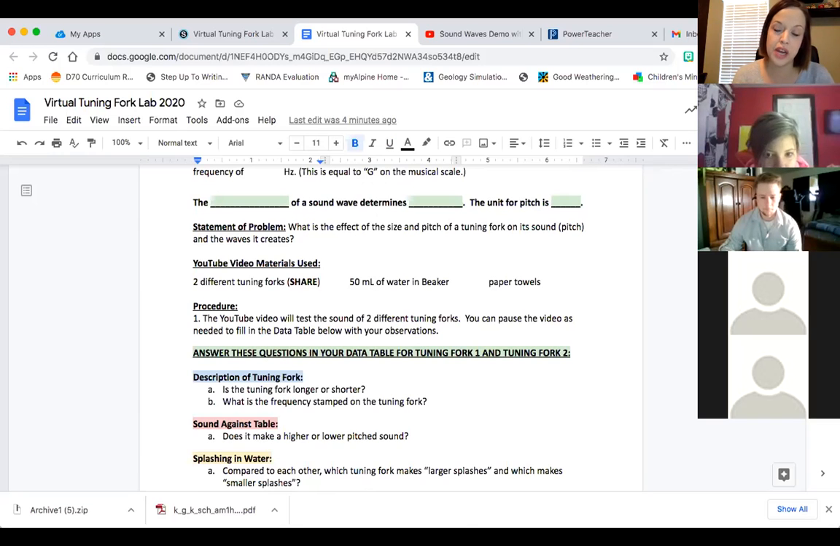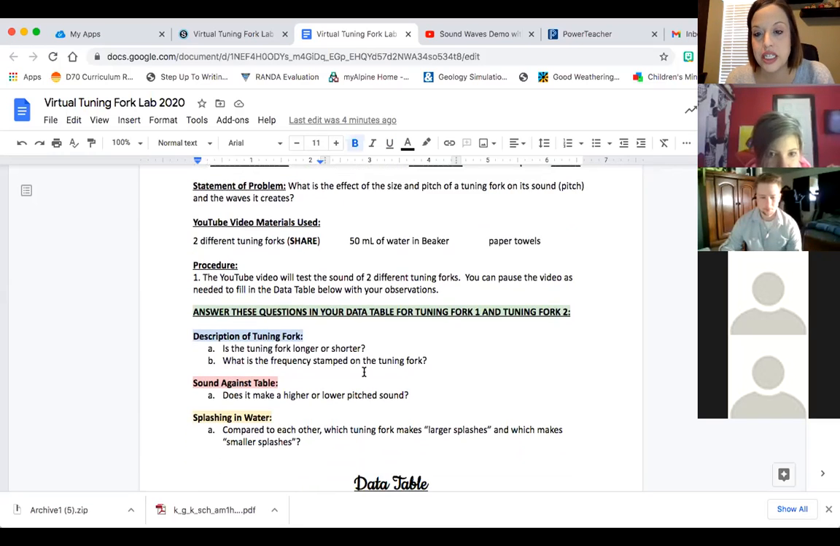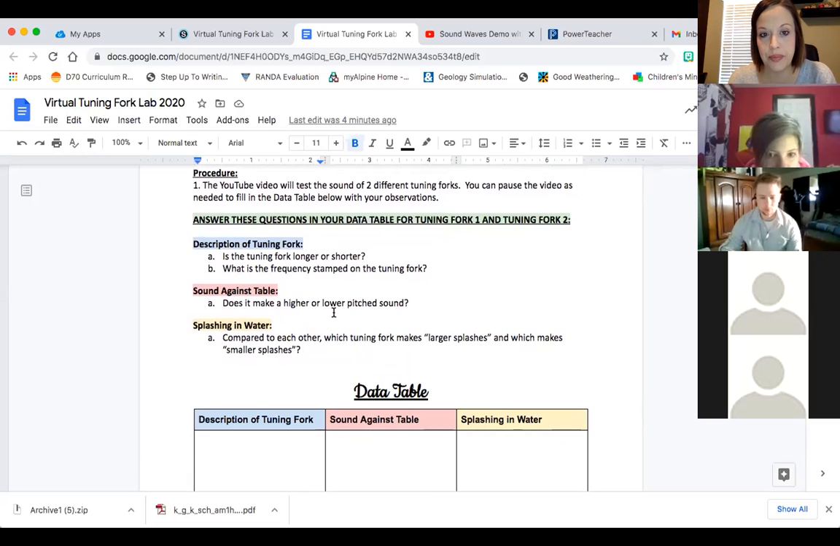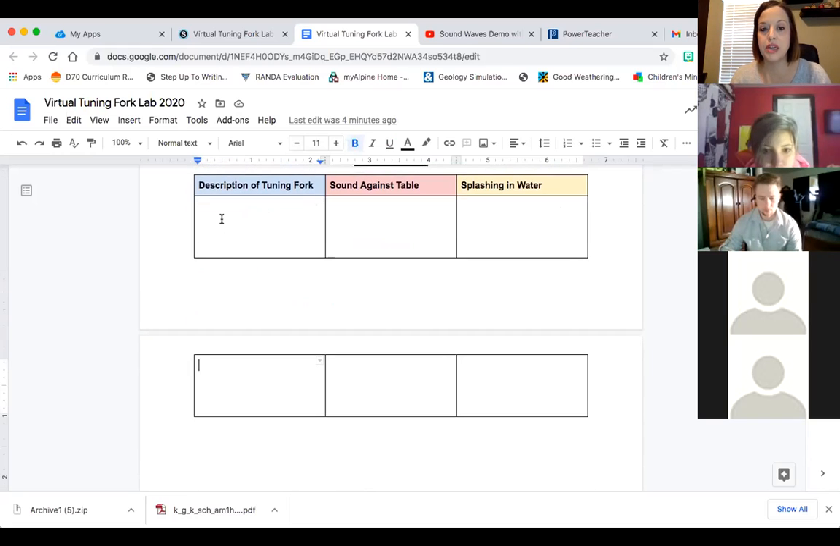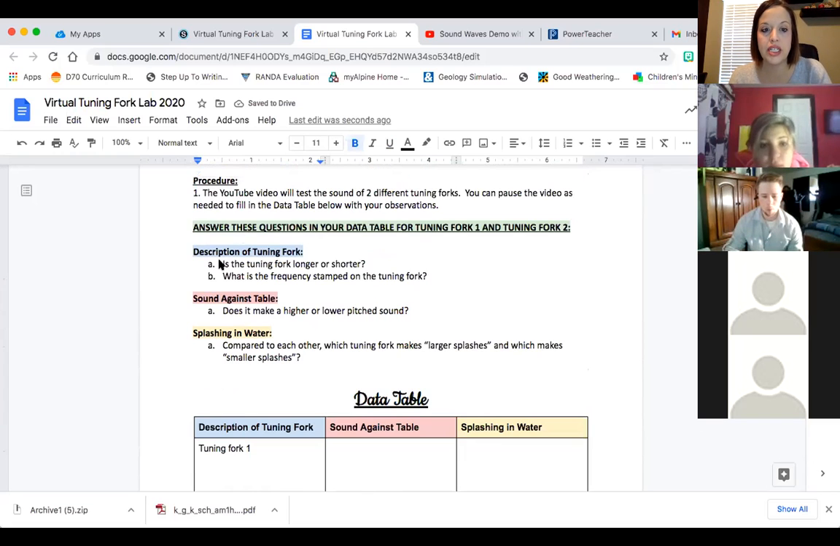However, since we're online, here's some questions to help you do the data table, okay? So in this one that says description of the tuning fork, you have two boxes. The top one is for tuning fork 1, and the bottom one is for tuning fork 2, okay? And your job is to answer these questions in those boxes.